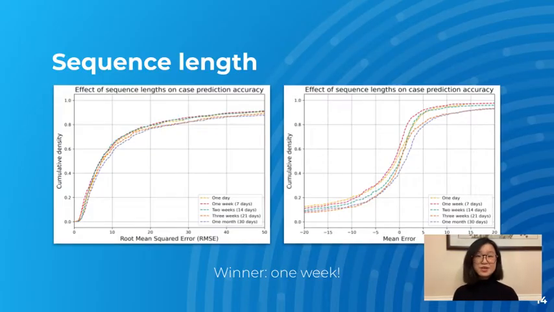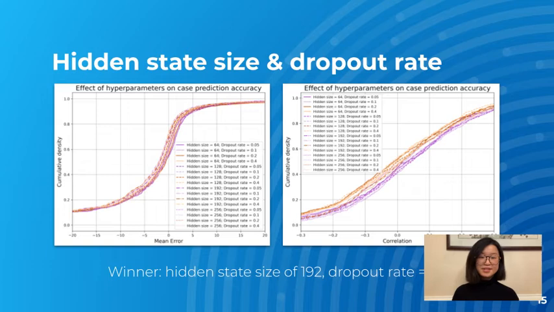Based on my cumulative density plots, I decided on a sequence length of 1 week, since the majority of the error was distributed closer towards 0 for that line on the graph. Then, using a sequence length of 1 week, I ran 16 cases for hidden state size and dropout rate, and I chose a hidden state size of 192 and a dropout rate of 0.1.